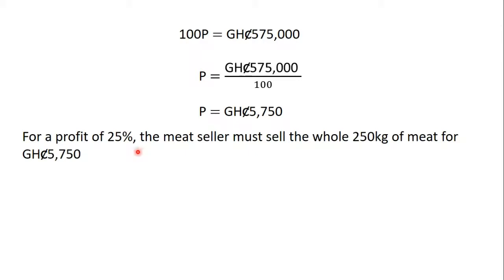Remember that P is the selling price of the meat. That is the selling price for the whole 250 kilograms of meat. So in order to make a profit of 25%, the meat seller must sell the whole 250 kilograms of meat for 5,750 Ghana cedis. But the question wants us to find the selling price for 1 kilogram.